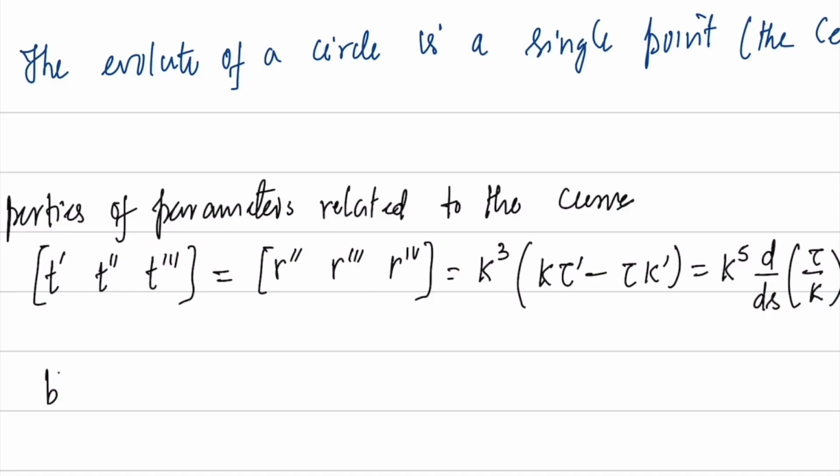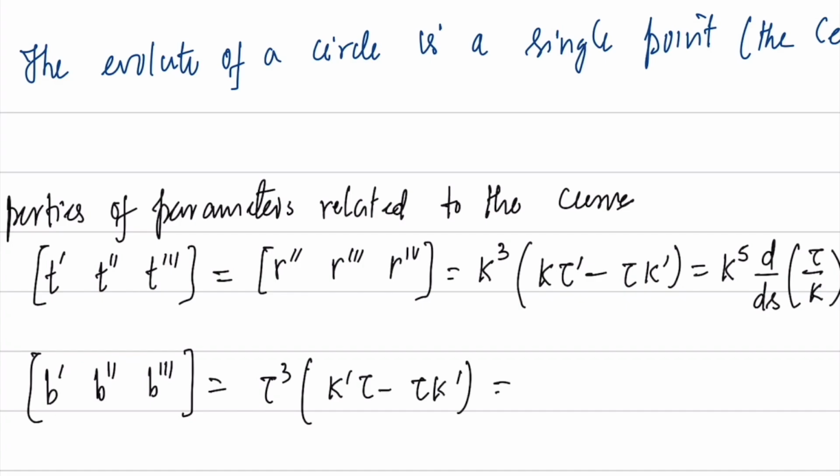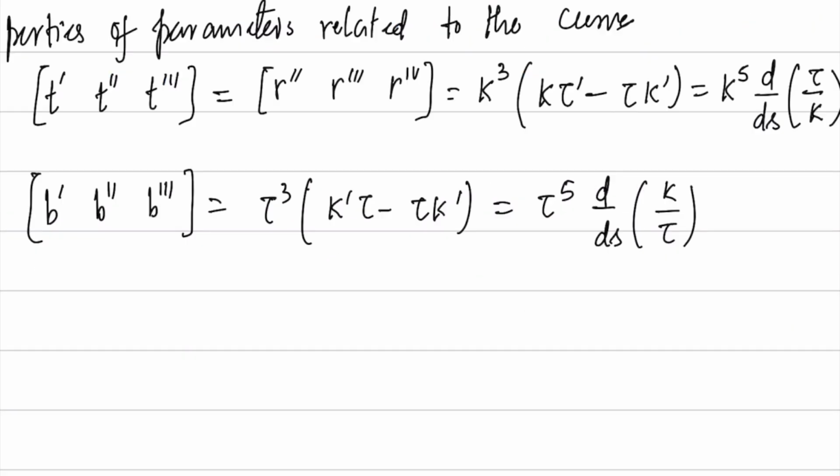Similarly, regarding the binormals, a similar property gives b dash, b double dash, b triple dash. Now each of these b is taken as a function of the arc length. This is equal to tau cube into kappa dash tau minus tau kappa dash, which is equal to tau power 5 into d by ds of k by tau. Similarly, we have tau dash dot b dash is equal to minus k tau.